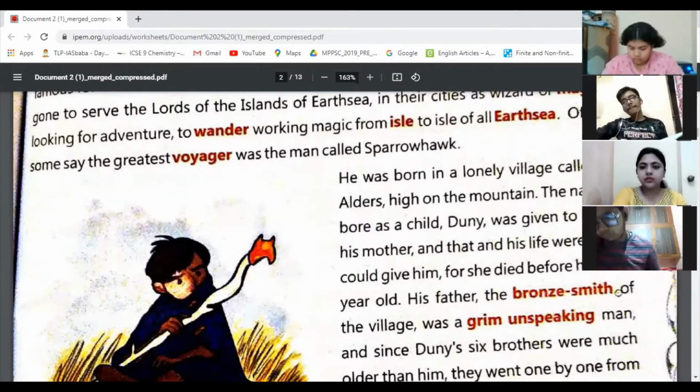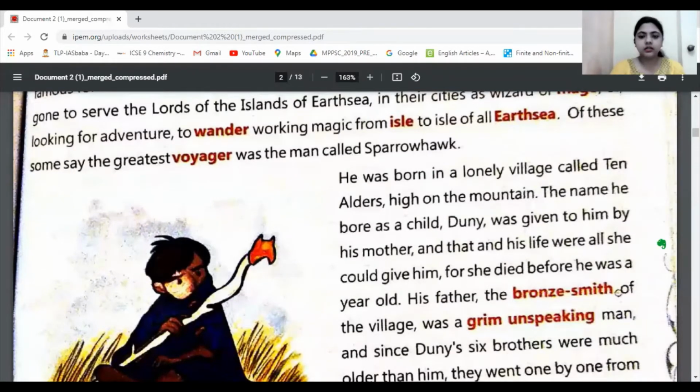Okay, so he was born in a village. It was a lonely village which was named Ten Alders. Okay, and that was also located high on the mountain. So this was the name I told you. Duni was the name which was given to him when he was born. Fine. And only two things his mother could give him: one, his life, and the other, his name.